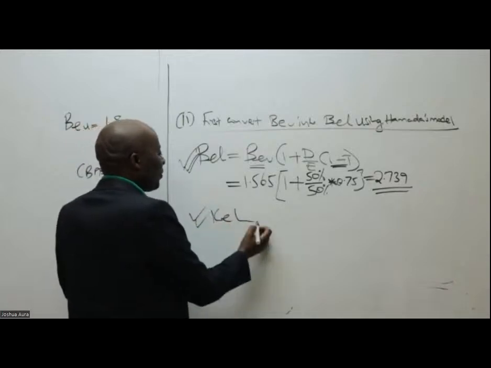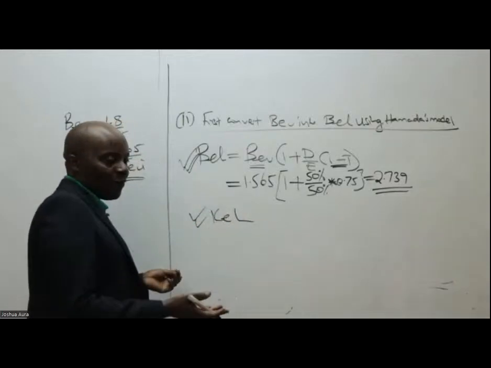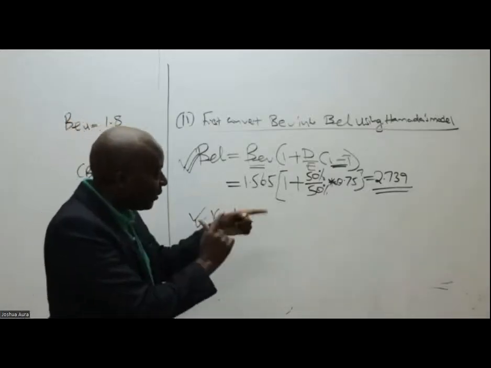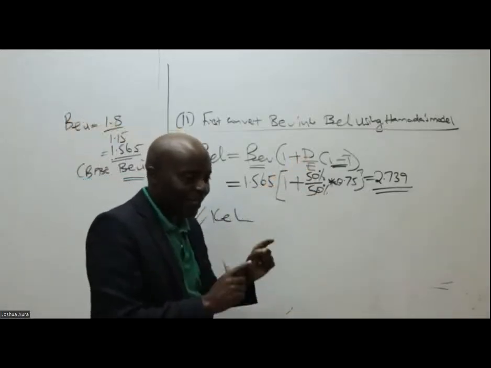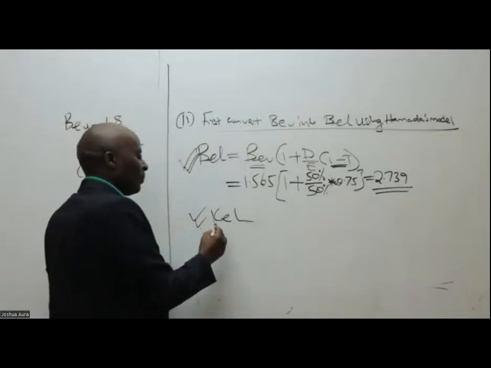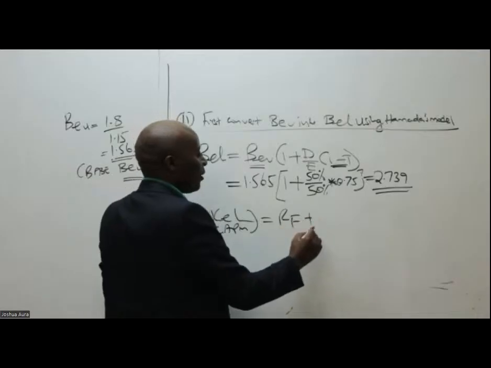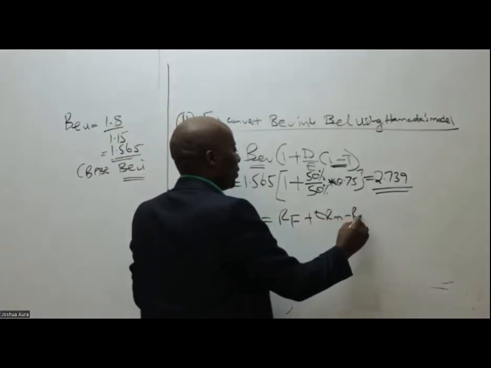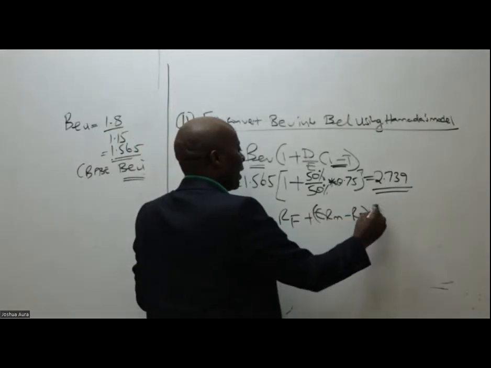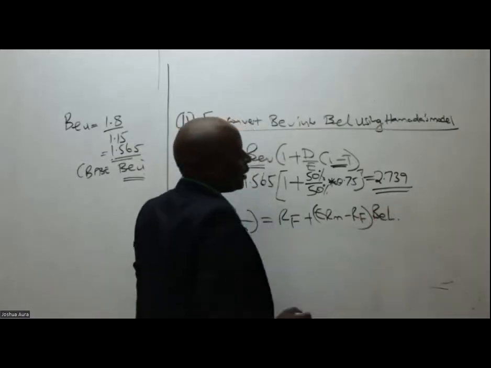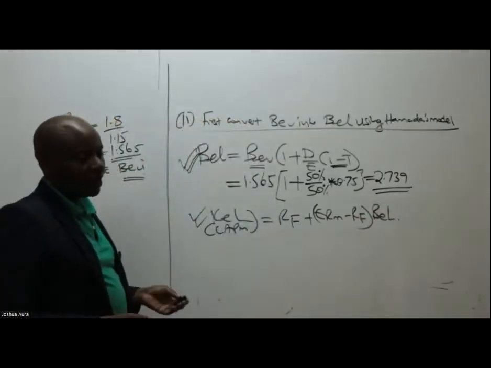Cost of equity this time around will be cost of equity of a levered firm, because now the firm has 50% debt. So it's Ke levered using KPM. So using KPM, this will be equal to risk-free plus ERM minus risk-free multiplied by beta equity of a levered organization. This now is levered.